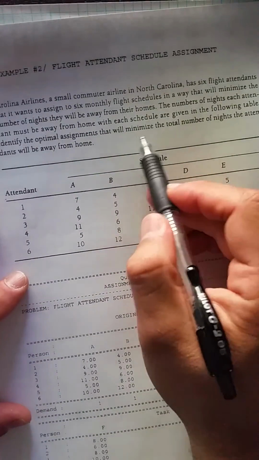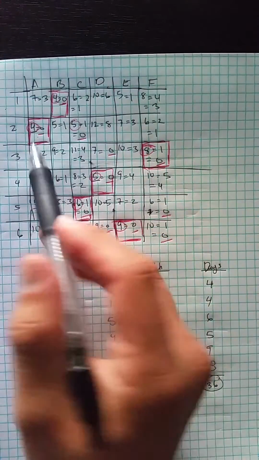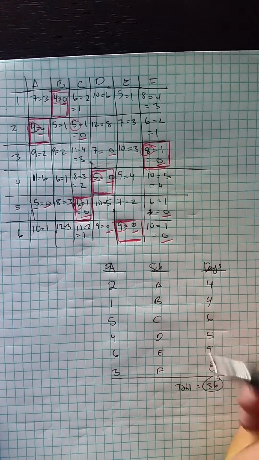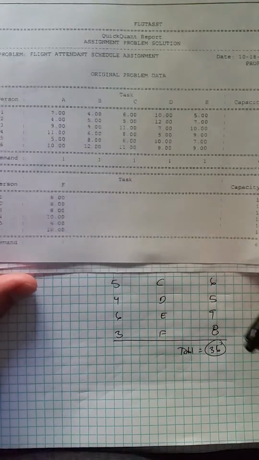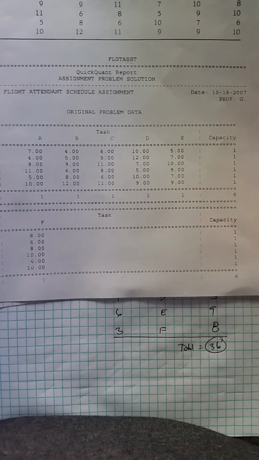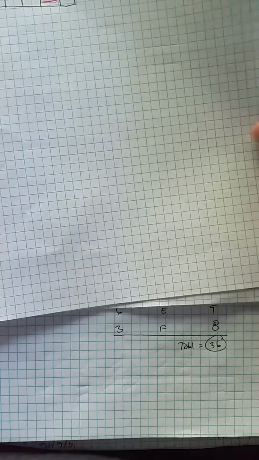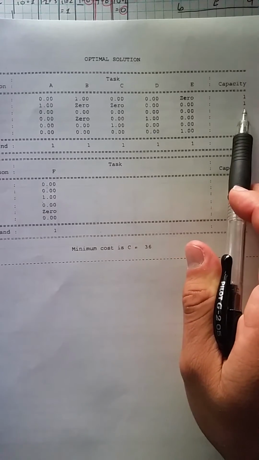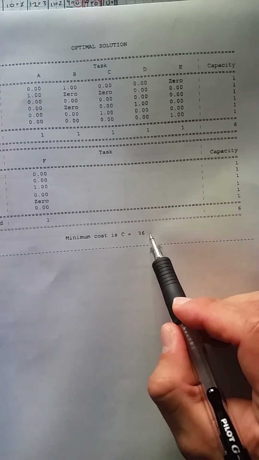And depending on what they're asking for, I believe this is to minimize the total number of nights the attendants will be away from home. So in this case, we want to minimize the nights the attendants are away from home, and that'll be 36. And you can see in the solutions manual, it can be a little tricky to look at. You're seeing a lot of extra stuff, but we see the answer. We picked the right answers. We have the minimum cost of 36.